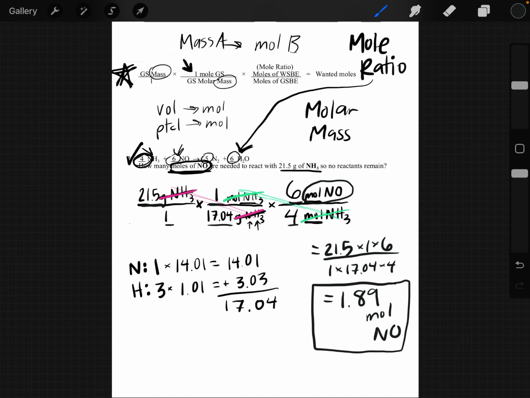So again, if you're trying to get from mass to moles of another thing, you're going to do your given substance over 1 times 1 over your molar mass times your mole ratio. Okay, and you can interchange this not using mass. You could also do volume and particles. And again, I'll try to make a video of that, but we'll see.